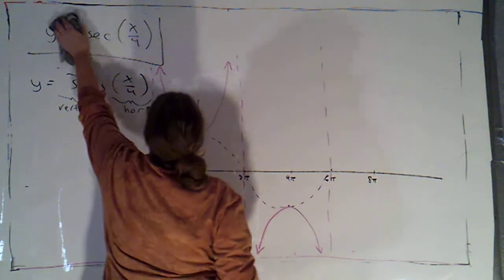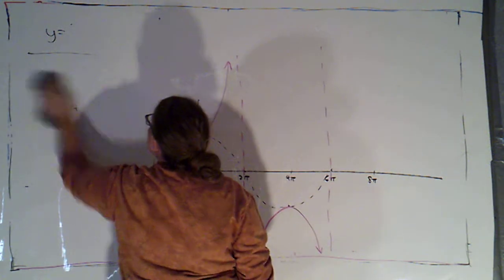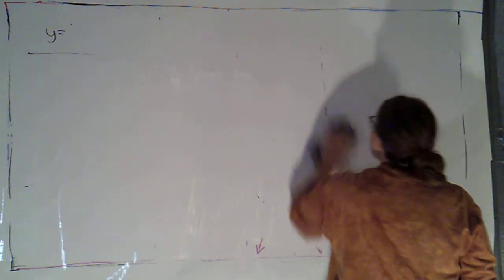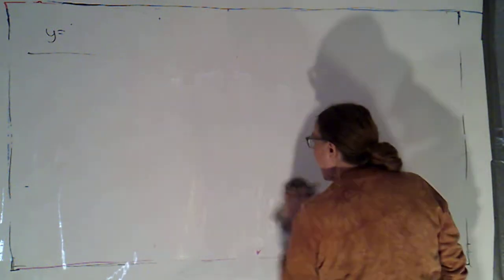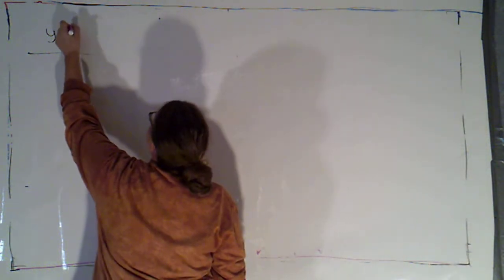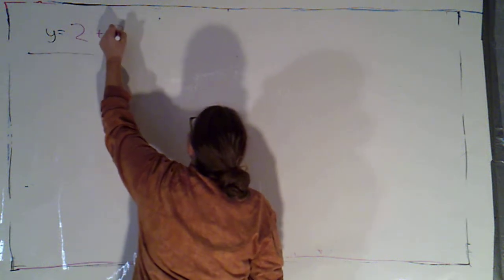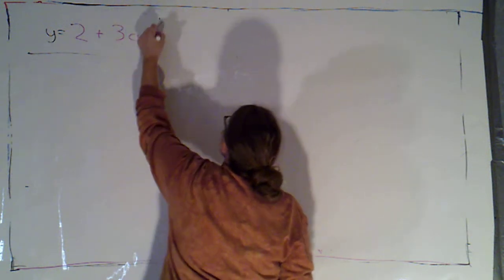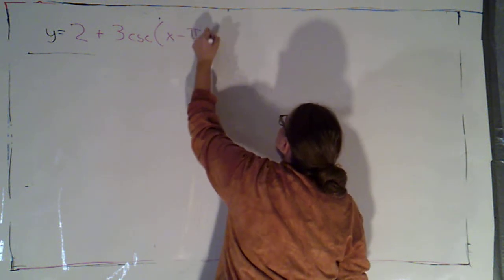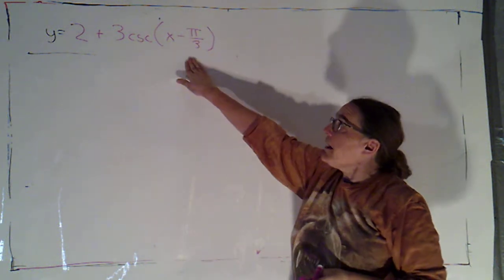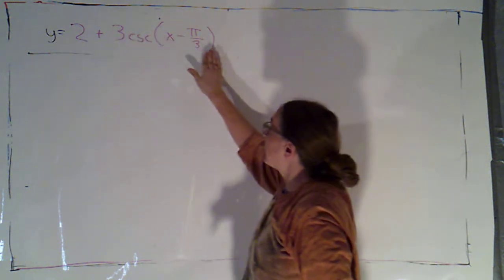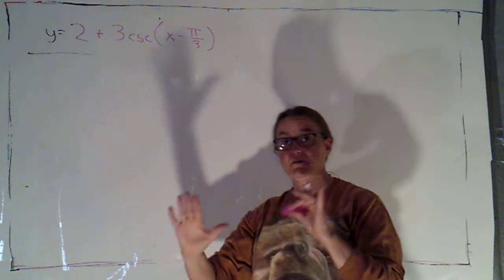I'm going to put another one up here. Here I reviewed what happens when we multiply by numbers. In this next one, we're going to review what happens when we add or subtract numbers to things. So I'm going to take a look at y equals 2 plus 3 times cosecant of x minus pi over 3. Okay. If you're feeling confident about remembering how these translations work, these basically just shift things up and down and left and right.